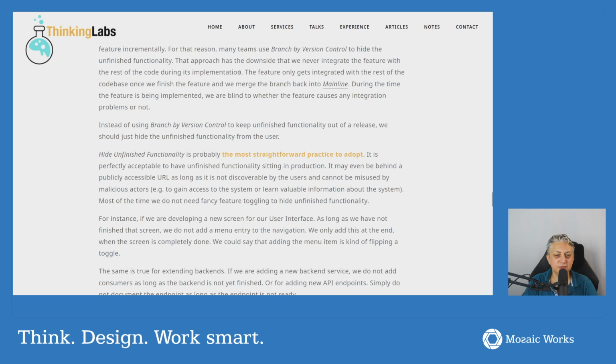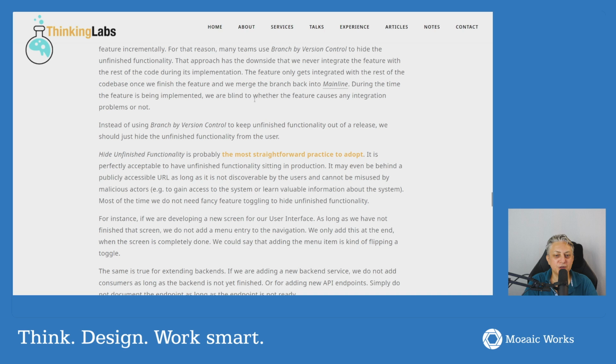You see, this is where you're wrong. The way you do feature branches correctly is that you integrate at least daily from the main line into your branch. And then you always are almost up to date with the main line. So no problem here. The feature only gets integrated with the rest of the code base once we finish the feature and we merge the branch back into mainline.